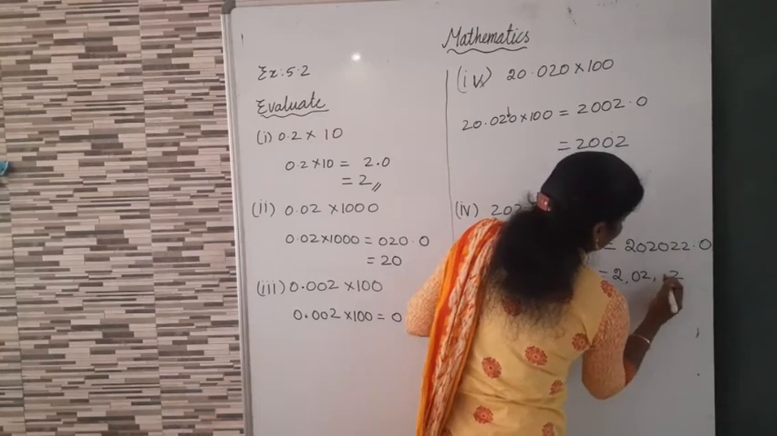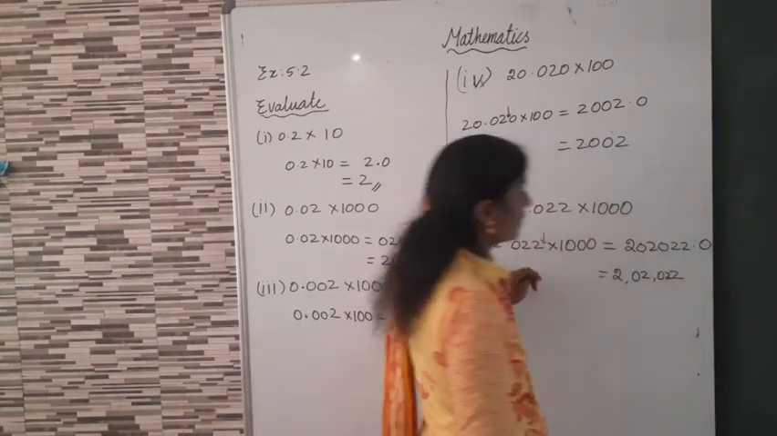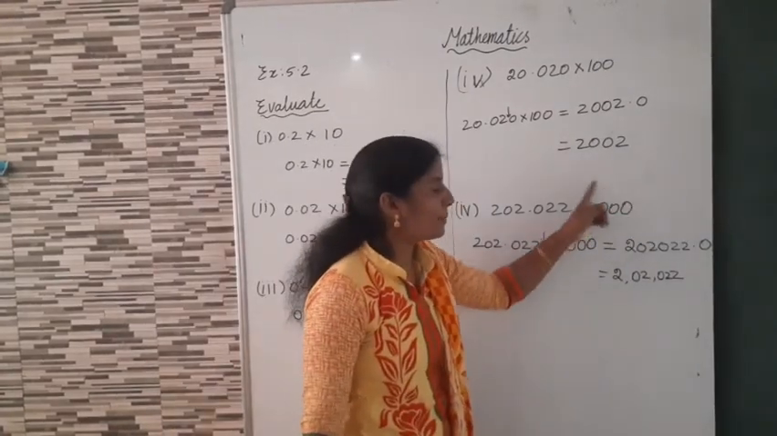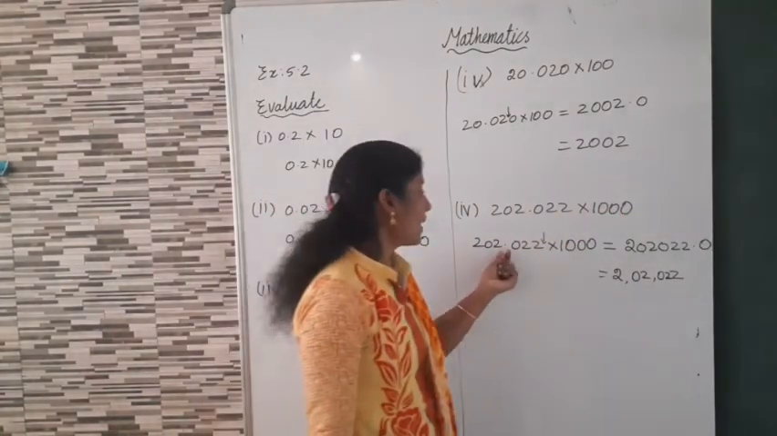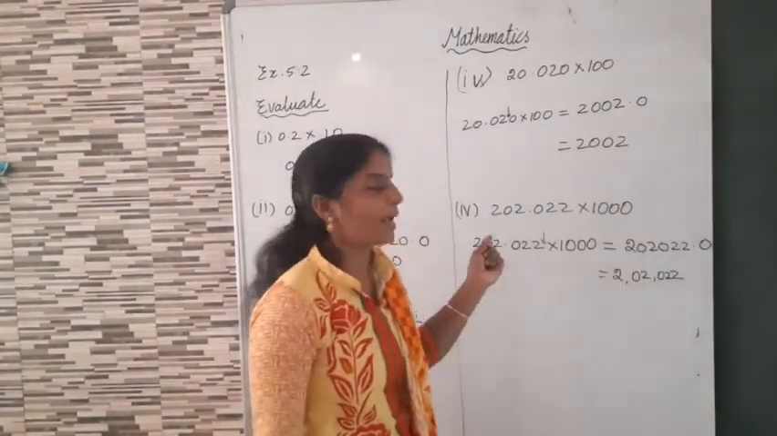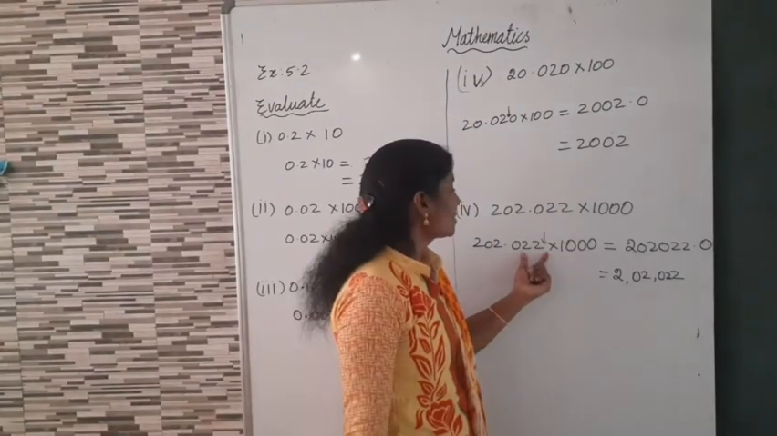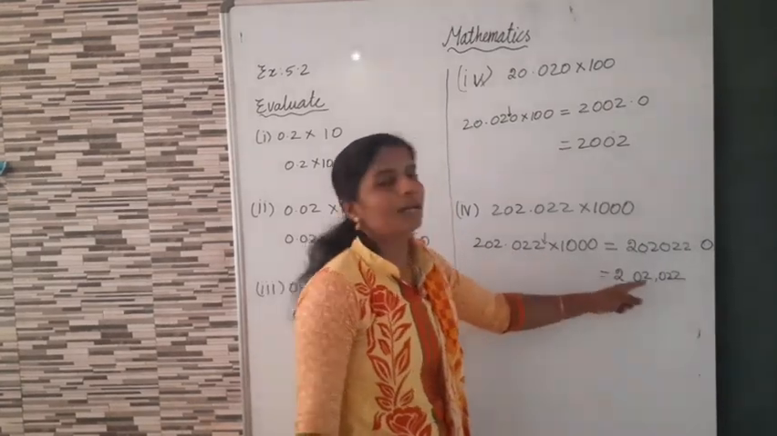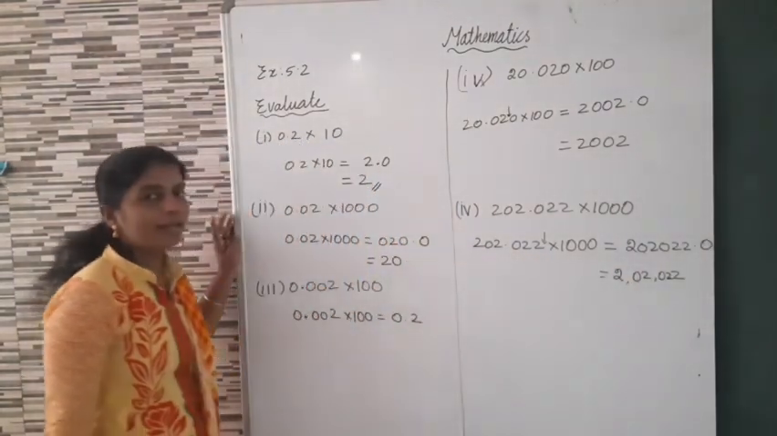Okay, clear? Here multiplied by 1000, so we can move this decimal point to the right by 3 places. So 2,02,022 is the answer. Clear?